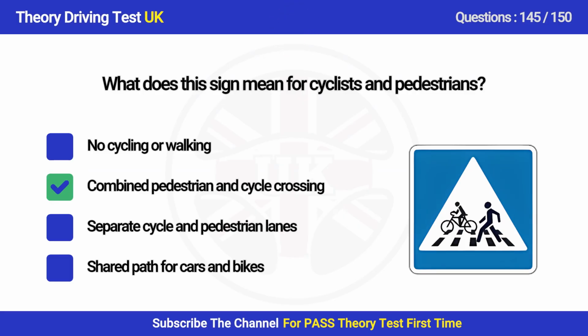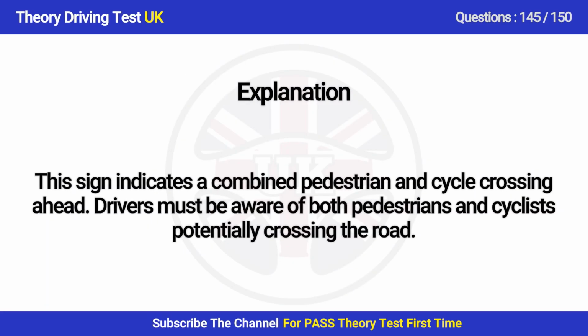Answer is B. Combined pedestrian and cycle crossing. This sign indicates a combined pedestrian and cycle crossing ahead. Drivers must be aware of both pedestrians and cyclists potentially crossing the road.